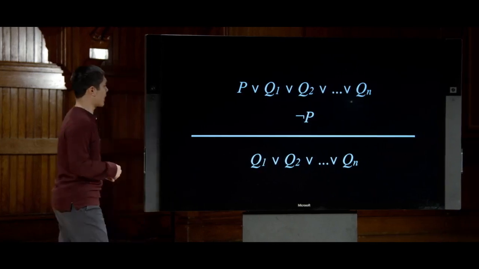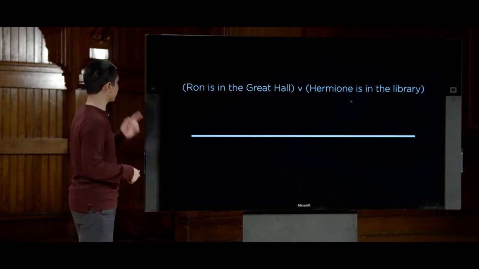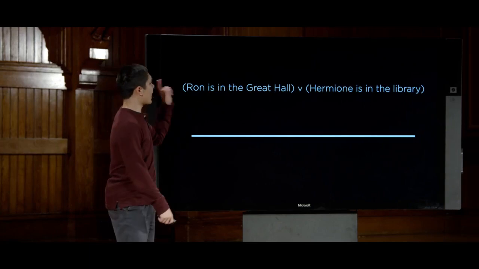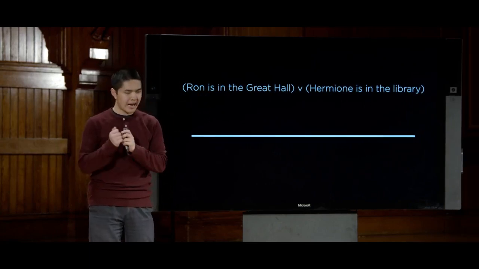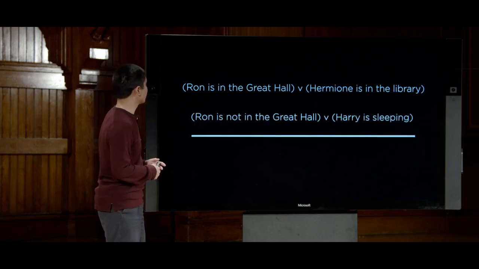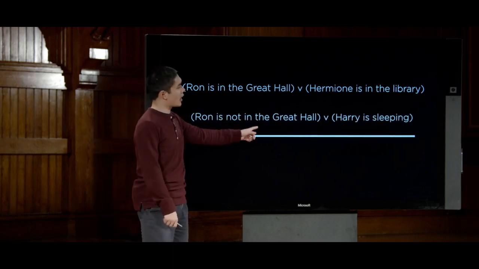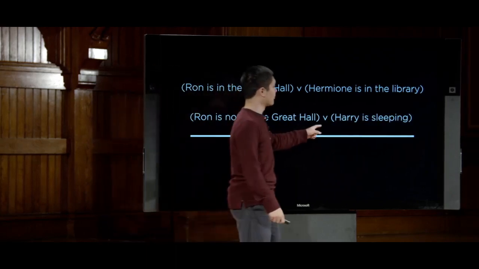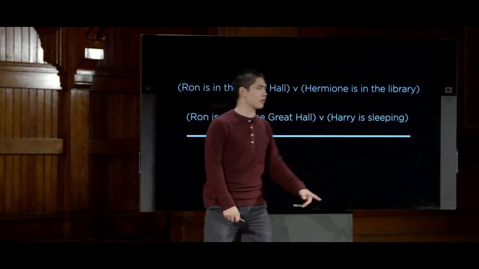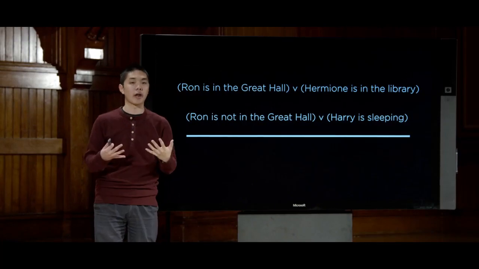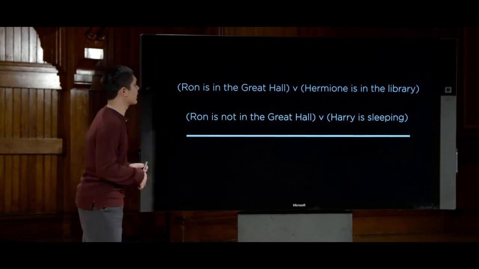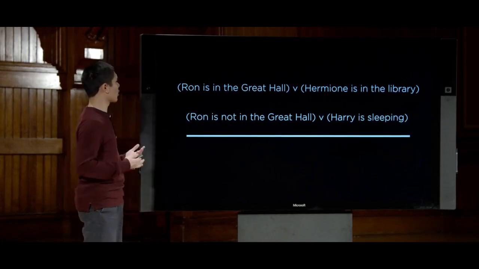So let's take another example. Let's say, for instance, that I know the same piece of information, that either Ron is in the Great Hall or Hermione is in the library. And the second piece of information I know is that Ron is not in the Great Hall or Harry is sleeping. So it's not just a single piece of information. I have two different clauses. And we'll define clauses more precisely in just a moment. What do I know here?